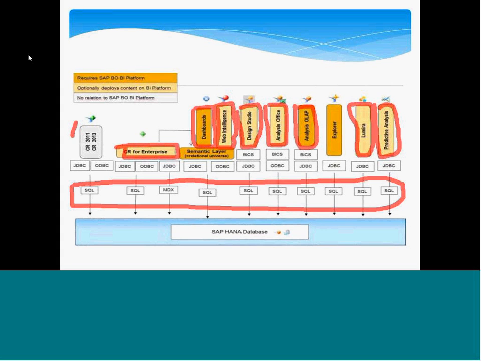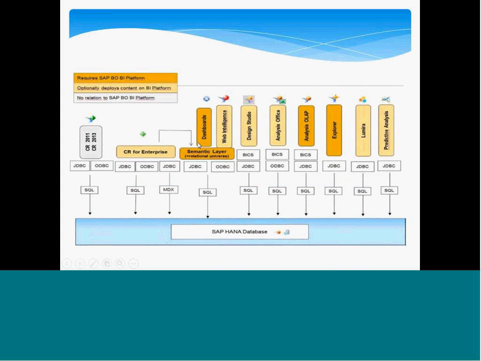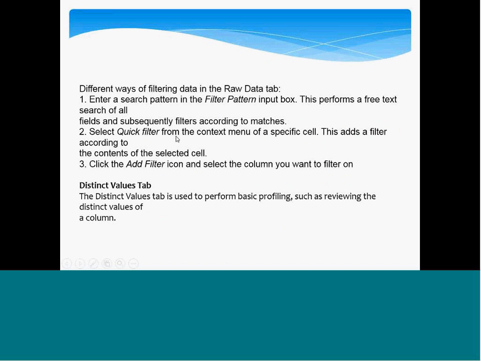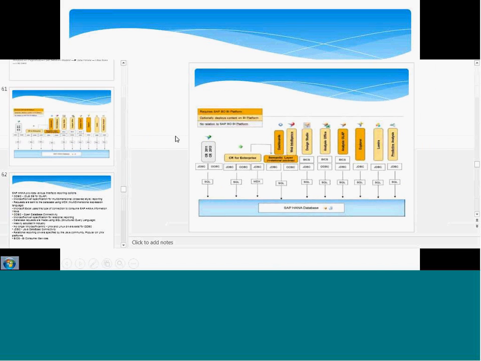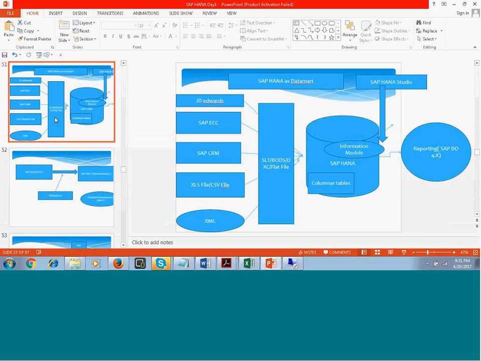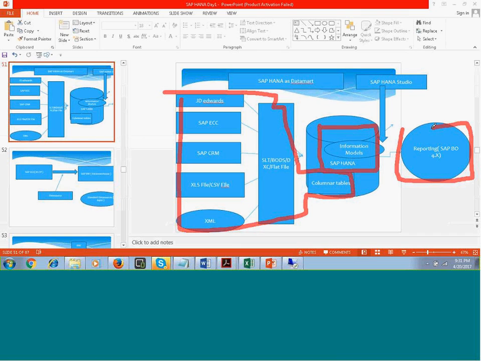So now you know what the end-to-end implementation is. In end-to-end implementation, the first part is data provisioning. Data provisioning means feeding the data to SAP HANA, bringing the data into SAP HANA. Then we create the information models, and then we create a report. What is the benefit of this modeling, right? Why do we need this information modeling?